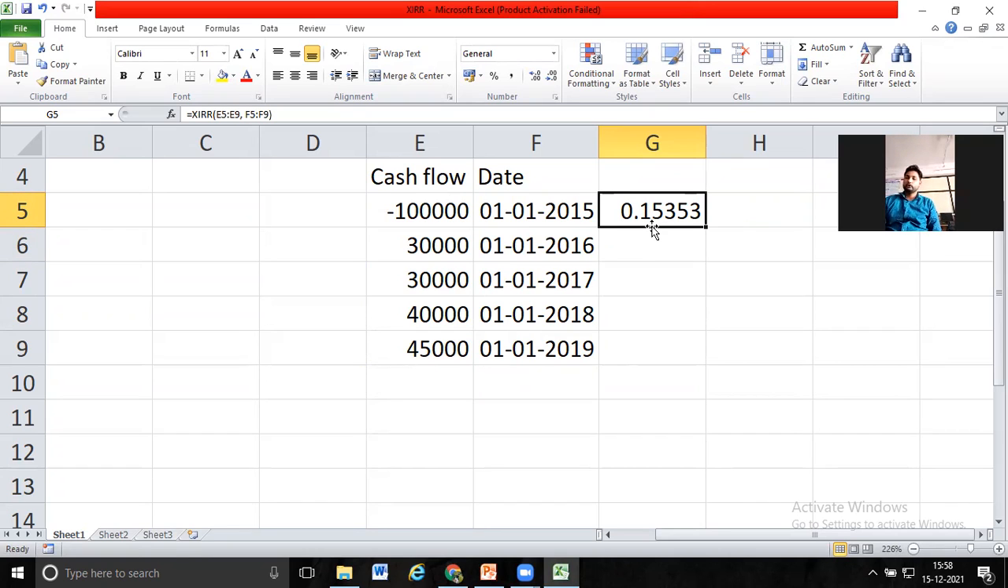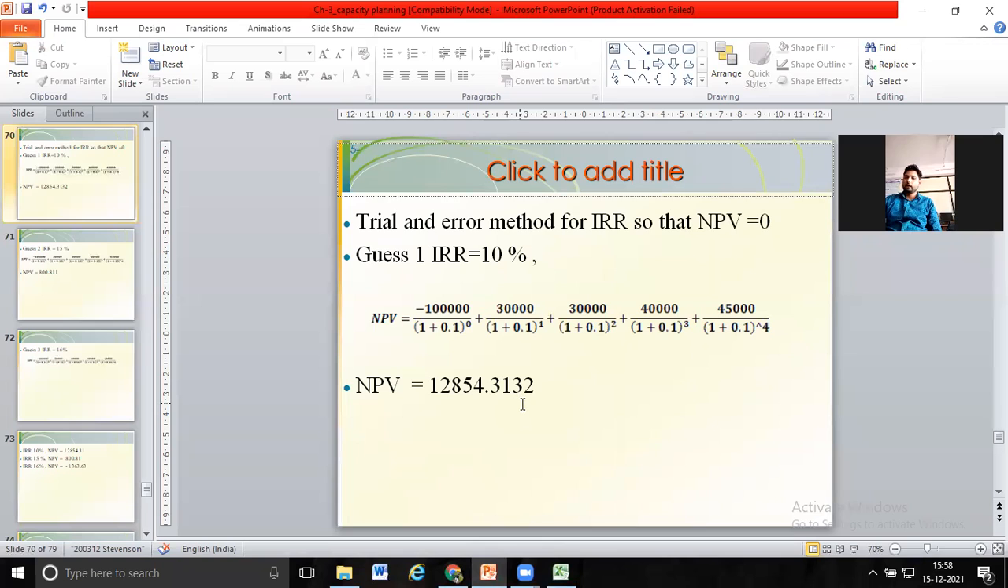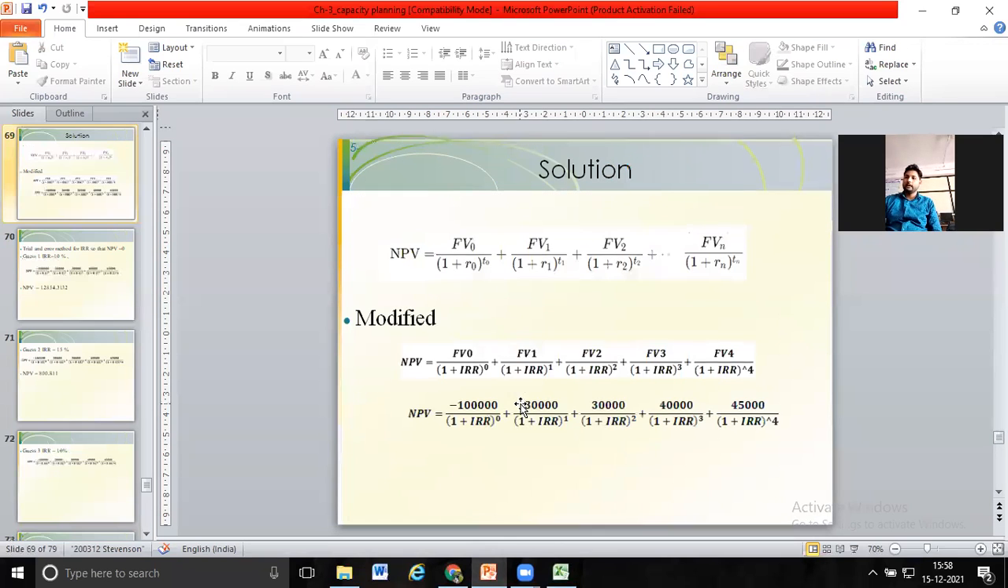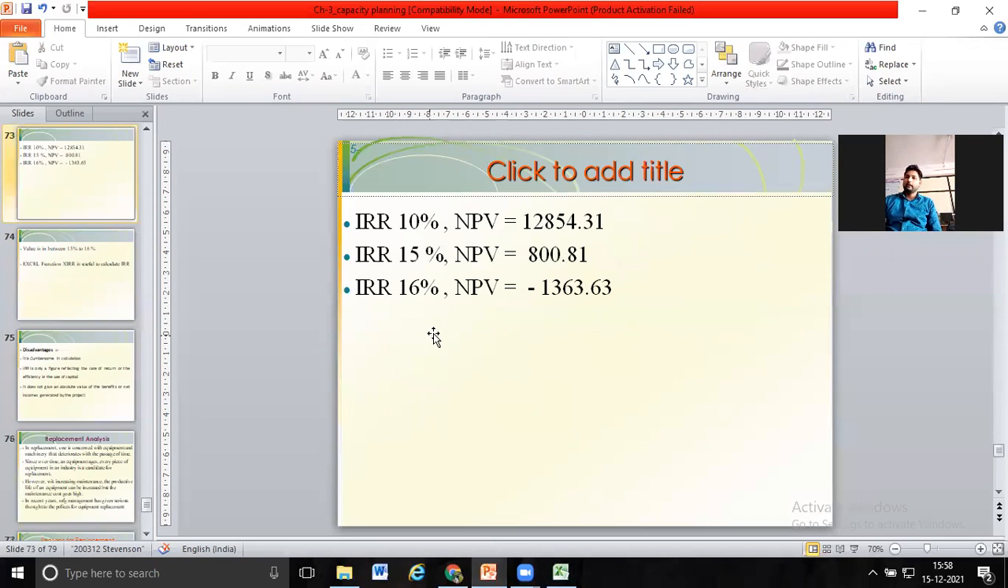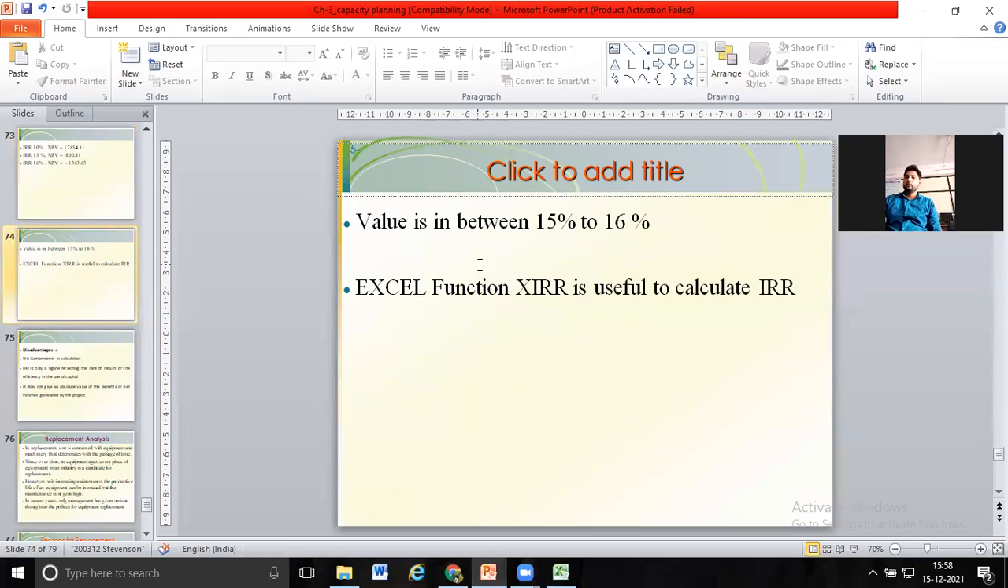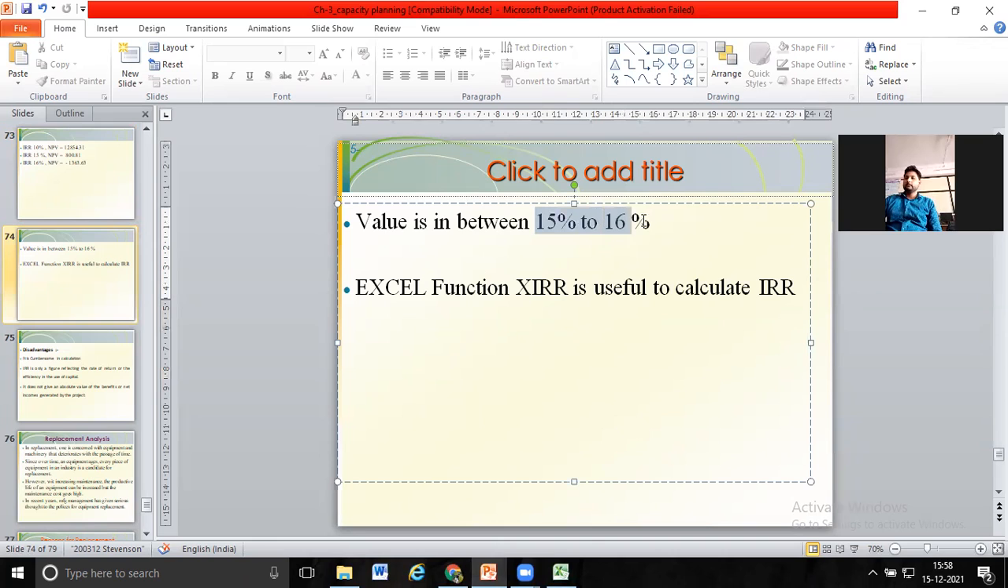So that value should be 0.15353. By using the iteration method, or trial and error method, we came to know that the value should be between 15 to 16%. We need to perform more calculation to reach the actual internal rate of return.